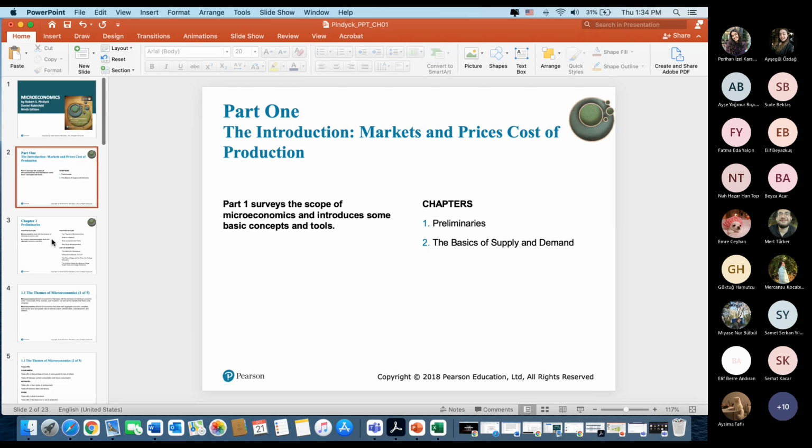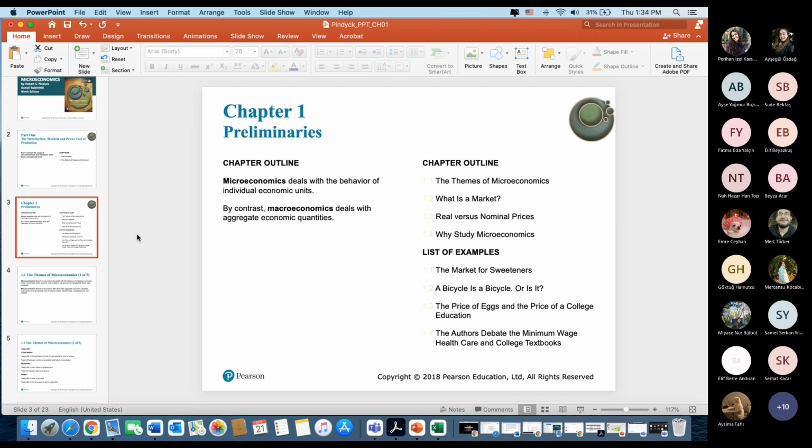So what we will do today is the theme of microeconomics. What is a market? Real versus nominal prices. Why study microeconomics? And we have a set of examples. Sometimes I go through these examples, but I'm not going to do that because they are very related to United States data and how it is shaped. So it will be better for me to look at the analysis that has been done in Turkey. Therefore, if I skip these examples, you can read them at home.